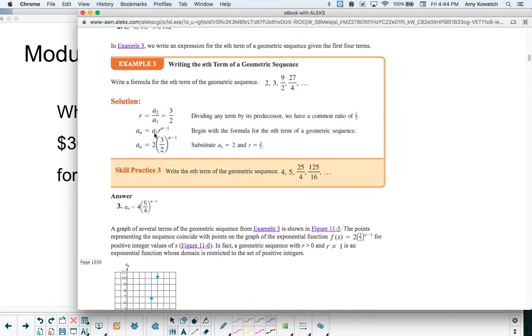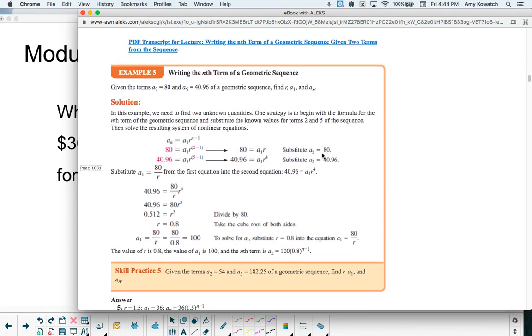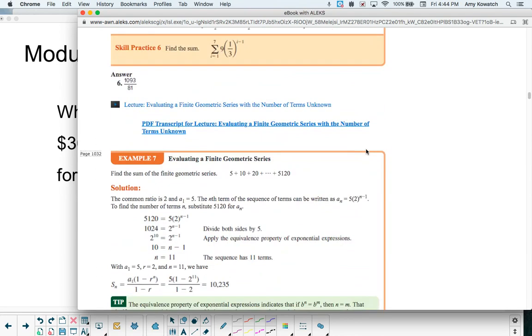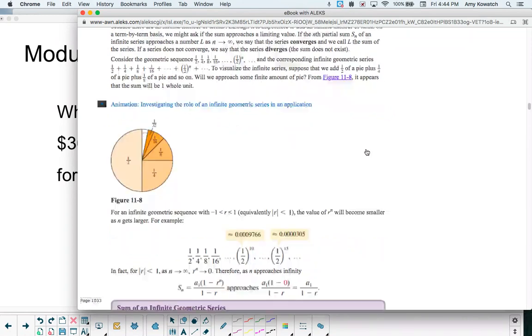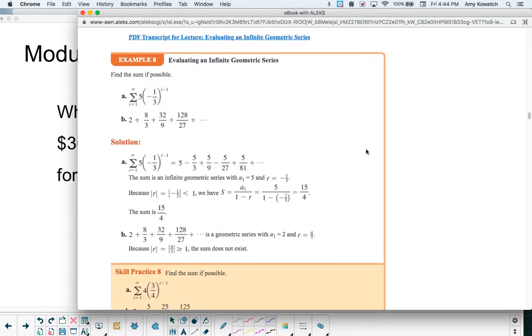You can see a1 times r, which was doubling in our case, raised to the n minus 1. And you'll also get formulas for sums. The sum is called a series. So right in here, finite series, you do that first, and then you will do infinite series, which is what I am interested in because, again, we do that in AP Calculus. Infinite geometric series.